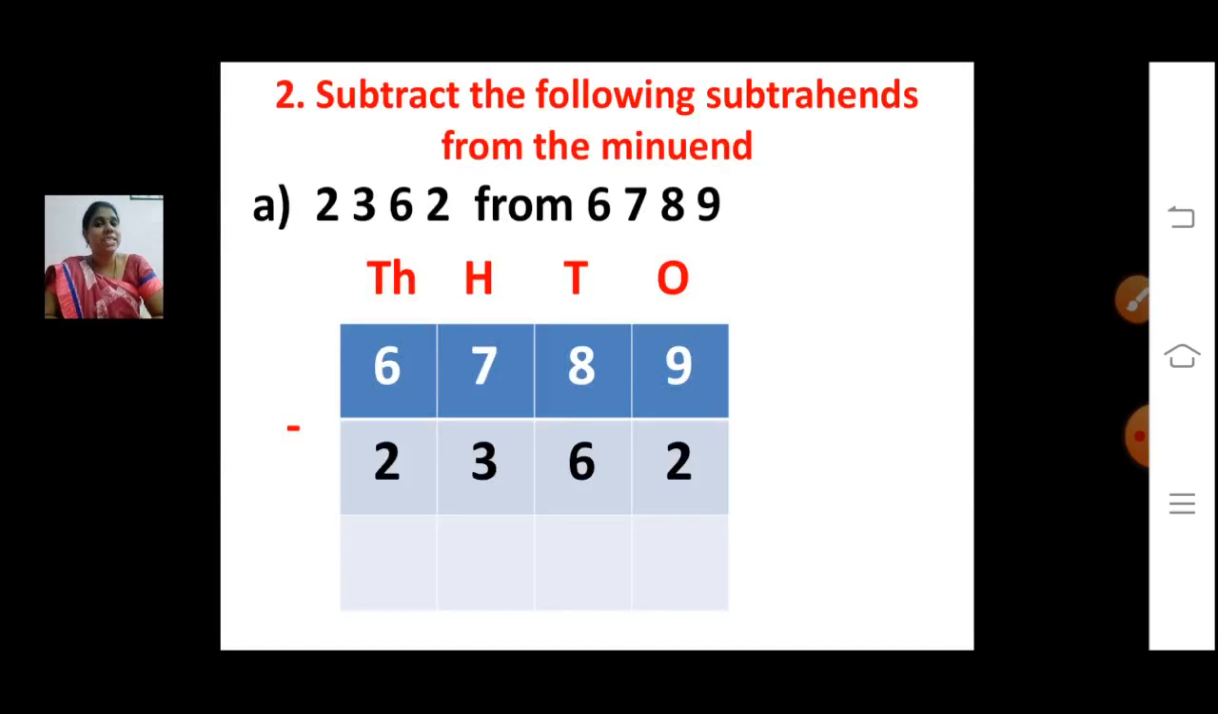Subtract the following subtrahend from the minuend. Do you know what is subtrahend and minuend? Yes?